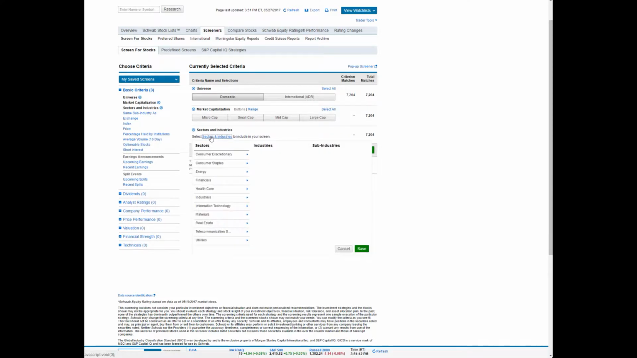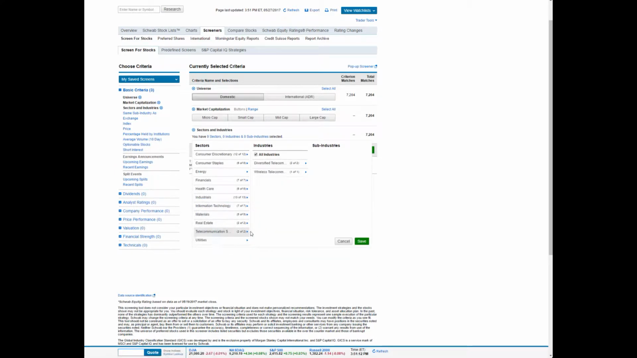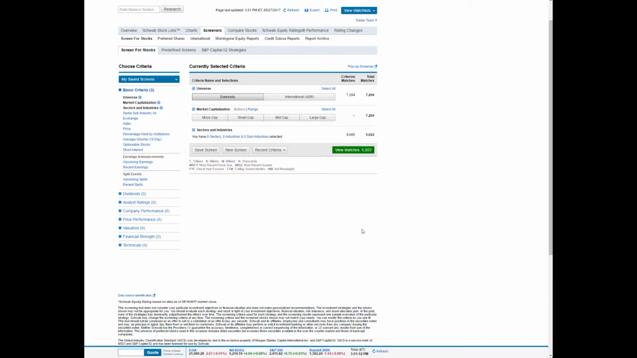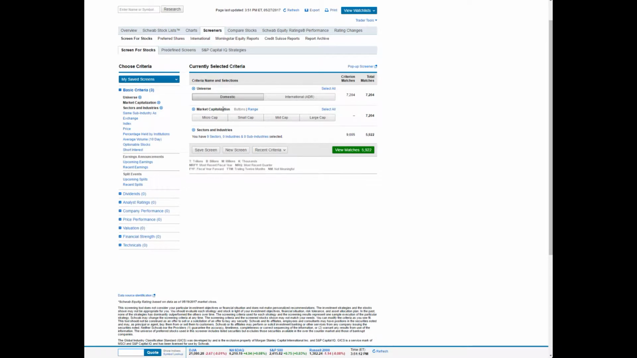Sectors. Because I am aware of what's going on in the industries, I would want to exclude energy because energy is doing terrible, and I can't predict a bounce back. It probably will bounce back, but I can't predict. So I'd probably exclude energy. I'll just do everything except energy. I don't want an energy stock. You have 9 sectors selected. Cool, and not energy. Good.